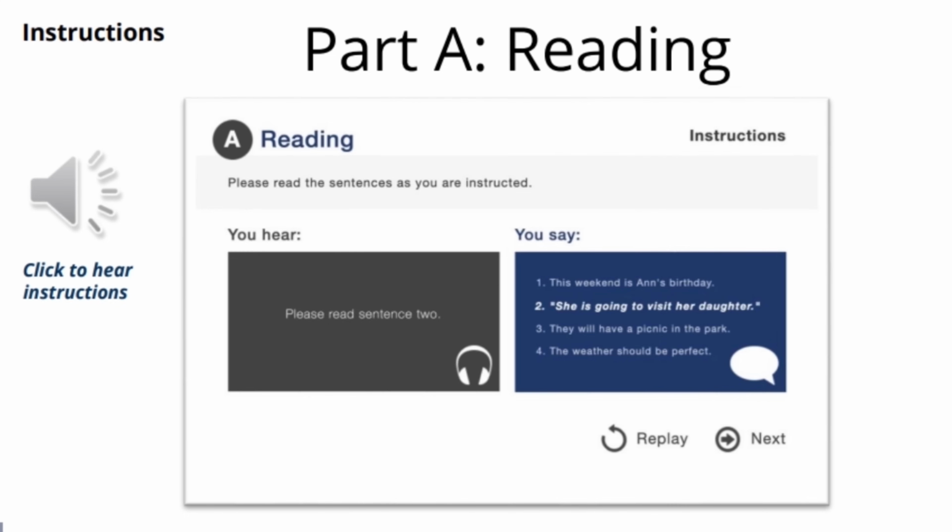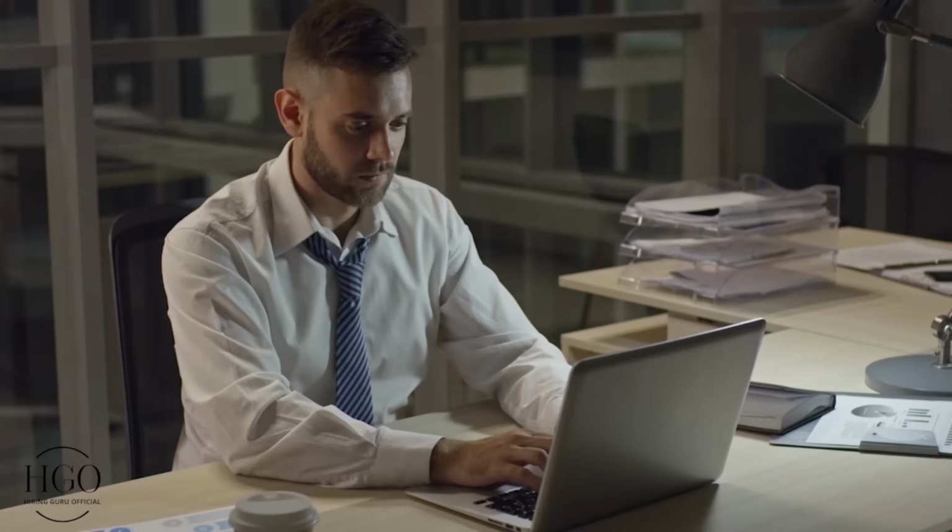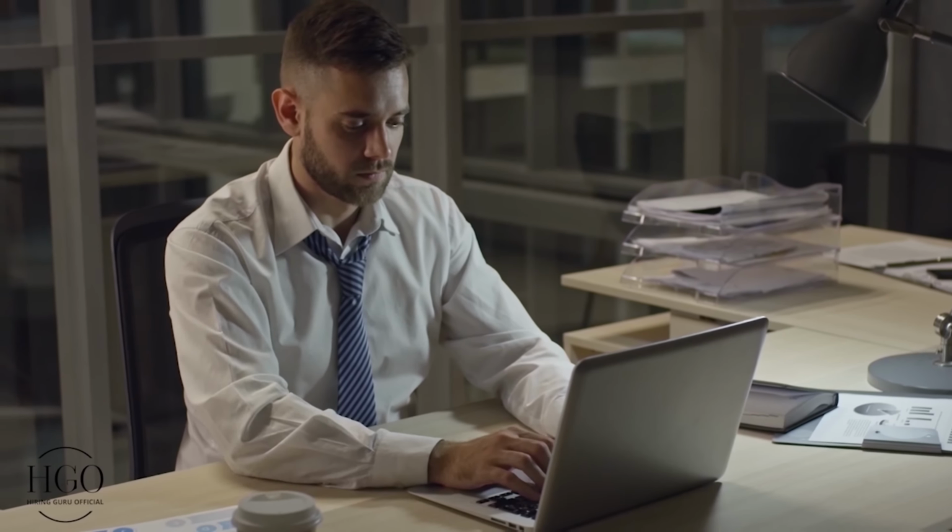Let's move on to our first section, part A, which is reading. In this section, you will see 8 sentences on your screen, and an automated machine, or you can call it bot, will ask you to read the sentence randomly. For example, the bot will say, please read sentence number 4, and you will read sentence 4 displayed on your screen. Then the bot will say, now read sentence number 7, and you will proceed with sentence 7 and so on. आपको 1, 2, 3, 4 sequence में sentences नहीं बोलने. Bot आपको randomly sentences read करने को बोलेगा.